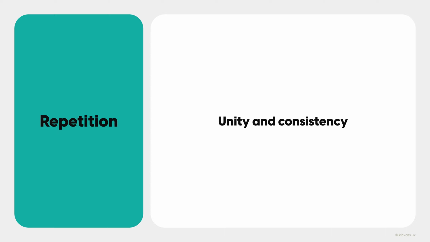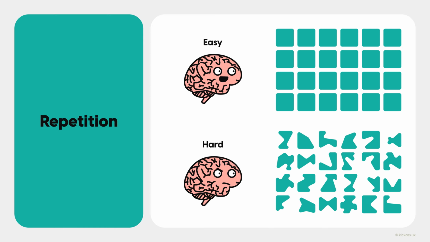Next up, there's repetition. Repetition is about unity and consistency. It helps people quickly understand what they're looking at because they can see all similar elements. Think about repetition this way. It's a lot easier to look at 24 objects that look the same than to look at 24 unique objects. Our brains have to parse each different object separately. Whereas with repetition, our brains can group all like objects together and quickly understand what's going on.